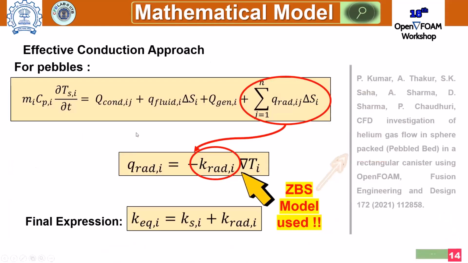Now what is the second approach? Here, to model the radiation, this is the equation I can approximate. The radiation heat flux I am approximating using this K equivalent radiation. And to model this K equivalent radiation, there is a JBS model, and I have used this empirical correlation in one of my first papers. And this K radiation plus the K of the solid pebbles, I can equate to K equivalent of the pebble particles. So this is the approach to model the radiation heat transfer.